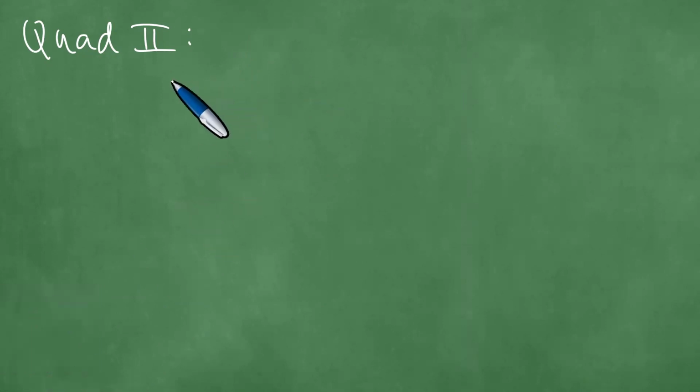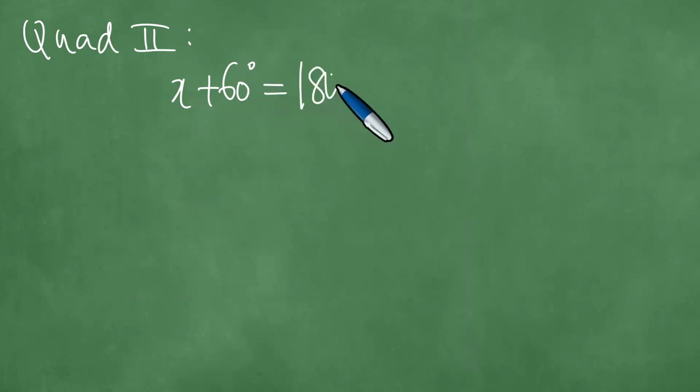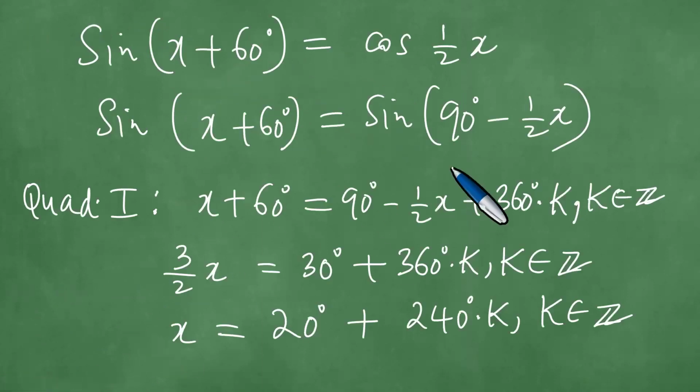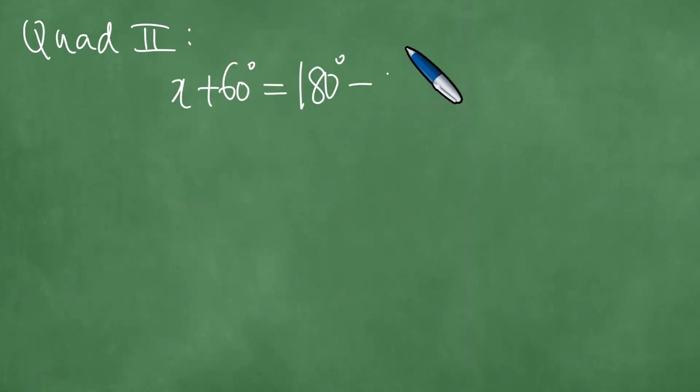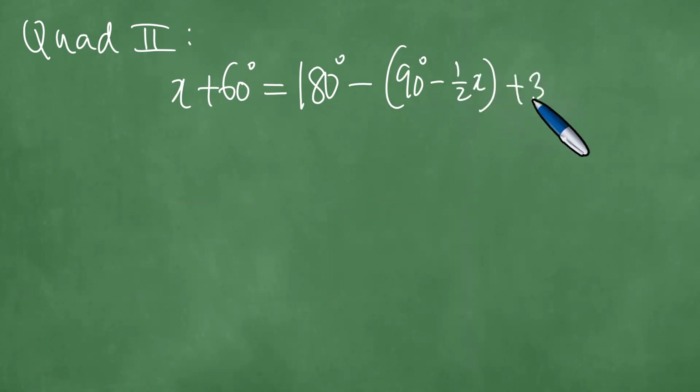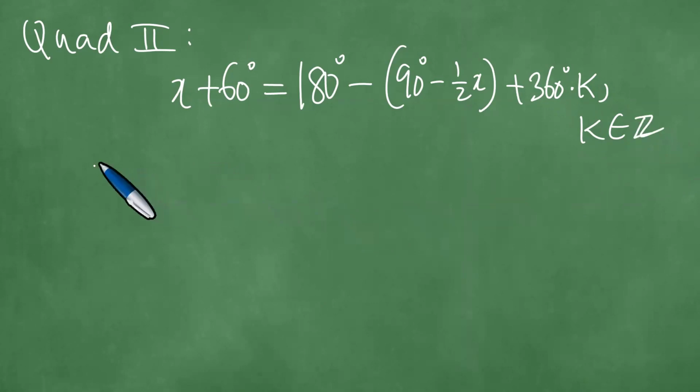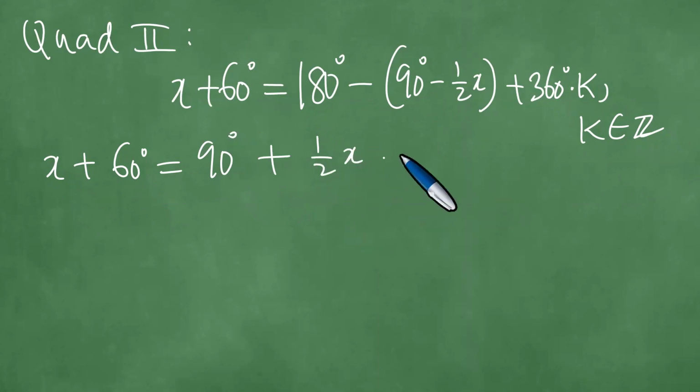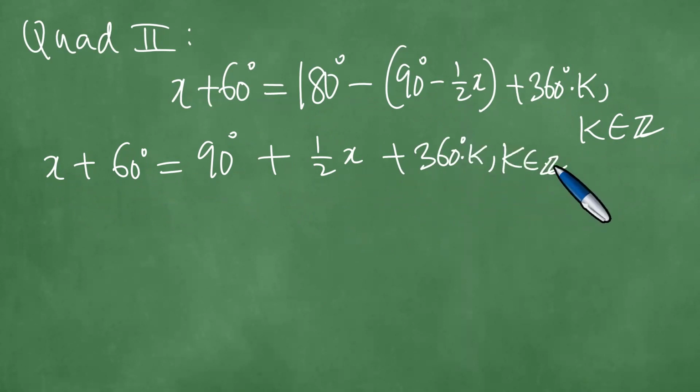Right, so here we write x plus 60 degrees, which is 180 degrees minus 90 degrees minus half x plus 360 degrees times k, where k is an element of Z. This gives us x plus 60 degrees, which equals 180 minus 90, which is exactly 90 degrees, plus 1/2 x plus 360 degrees times k in Z.